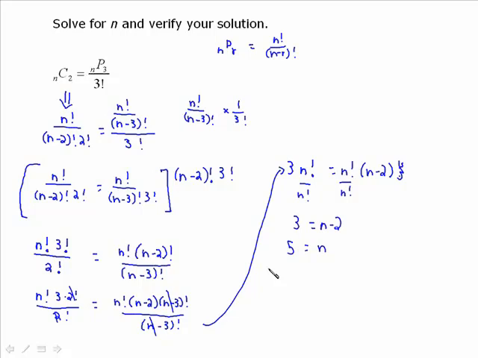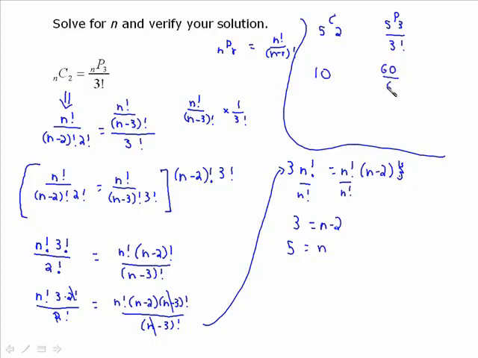So it does work. And I'm going to sneak the verification up in the top corner, a little bit tight up here. If you get 5 choose 2, see if that's equal to 5 pick 3 divided by 3 factorial. So you just key them into your calculator and verify. So this is 10. And on the right side, 5 pick 3 is equal to 60. 3 factorial is 6. So we do get 10 equal to 10. So it did work out.